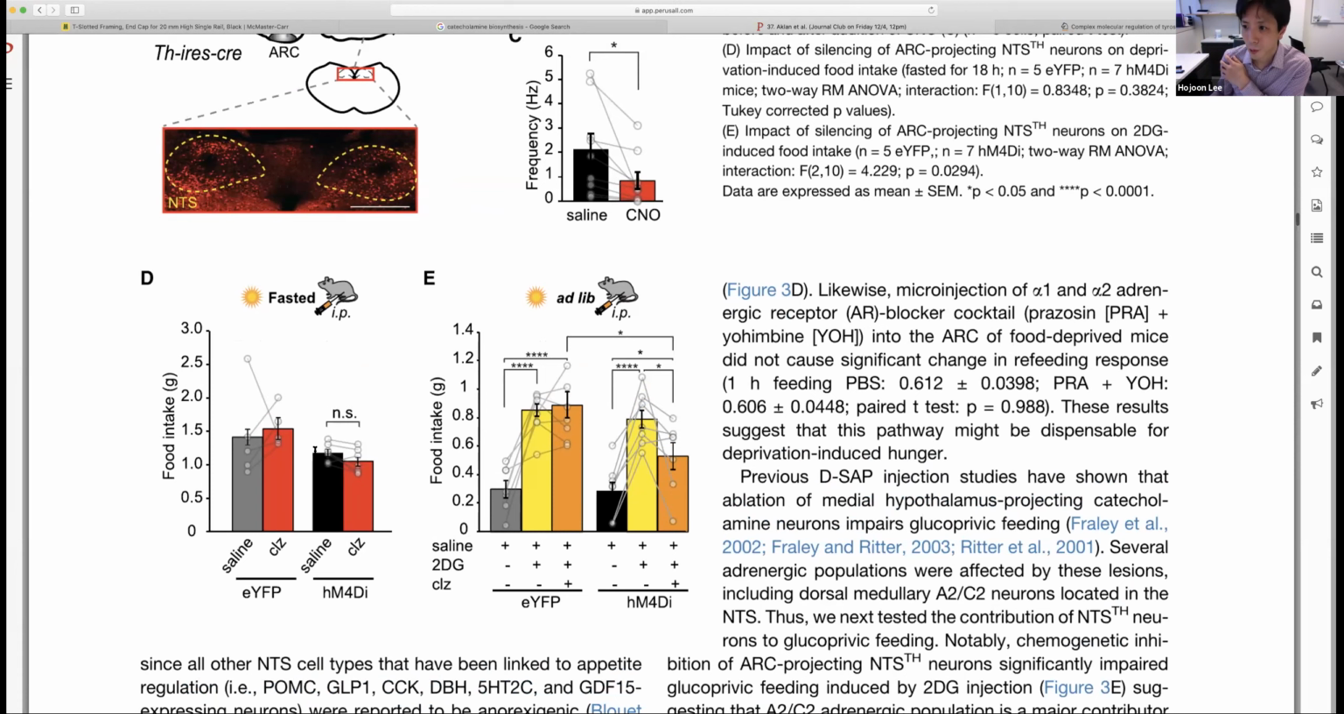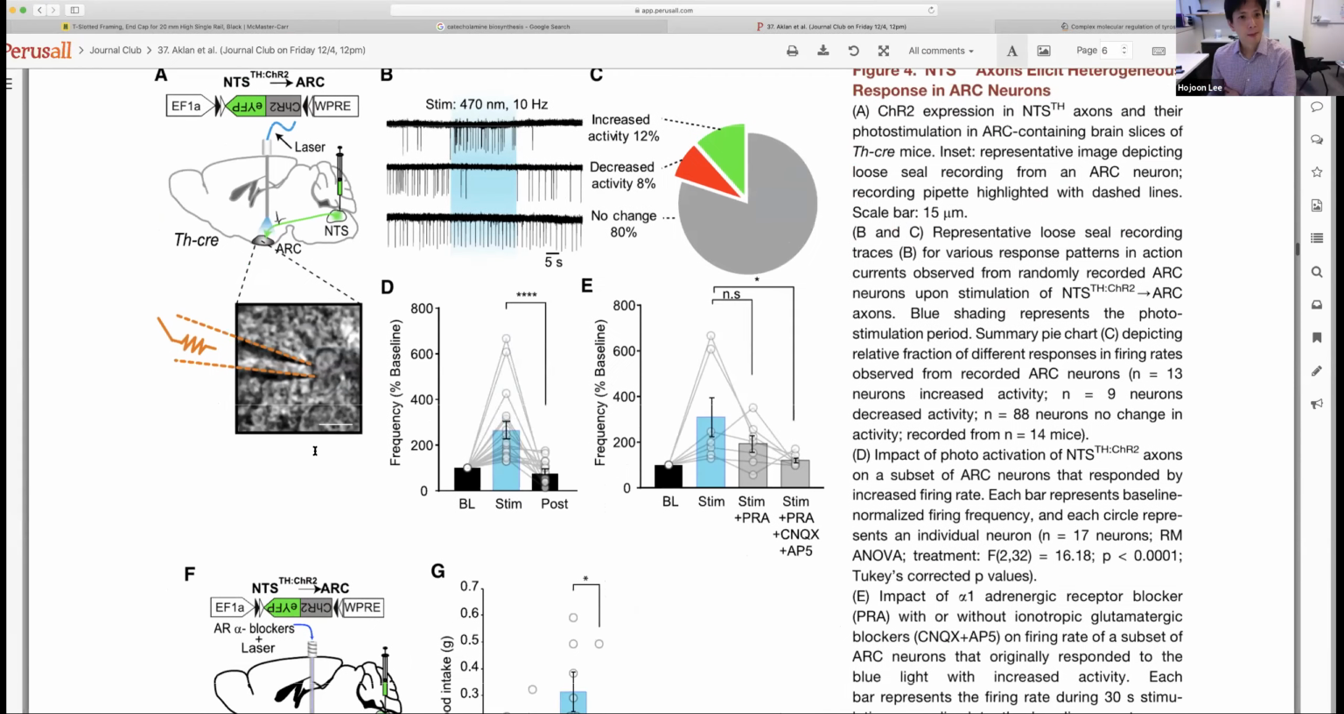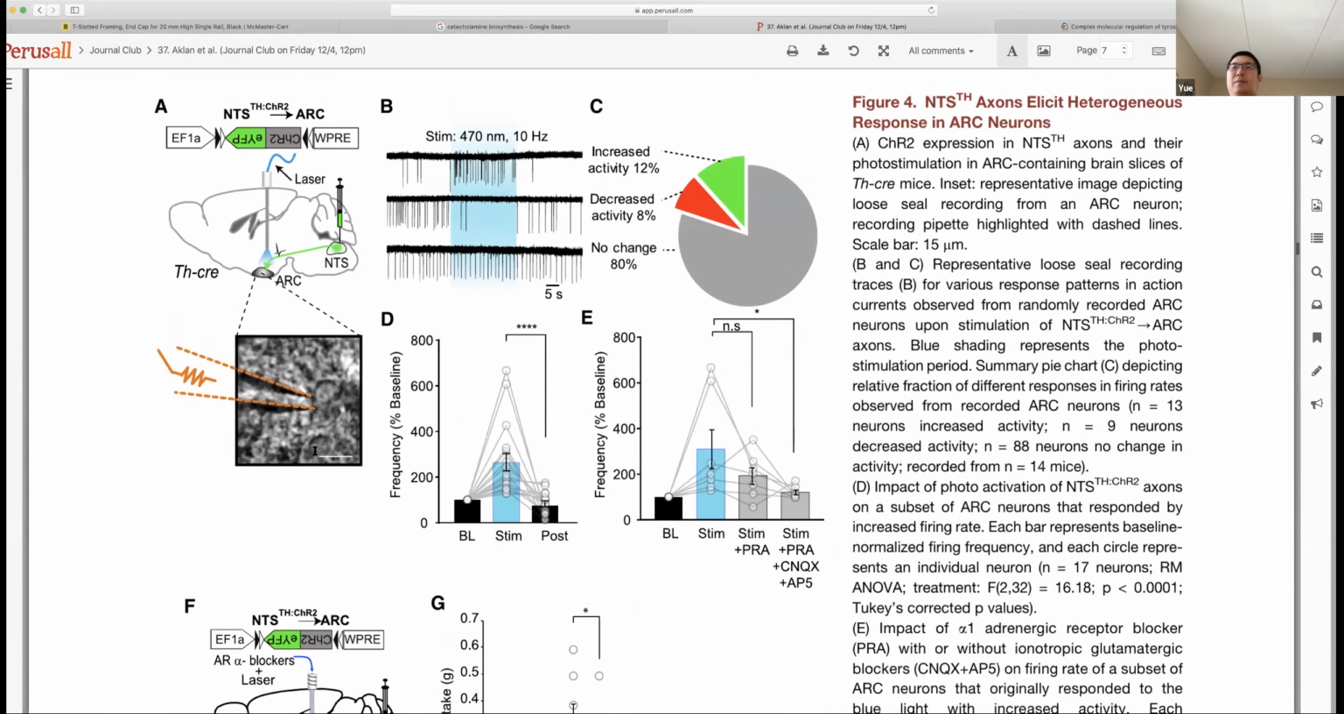Yeah, can we move on? Makes sense so far? Everything's making sense? Yeah. Right. So in figure 4, what are they doing in figure 4?